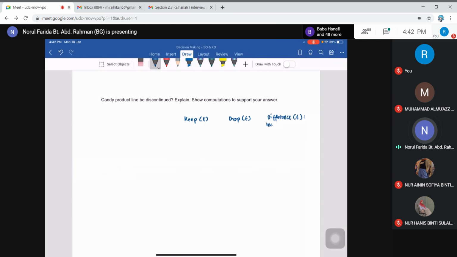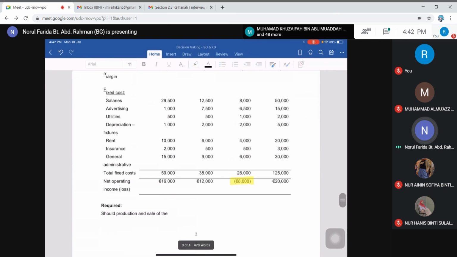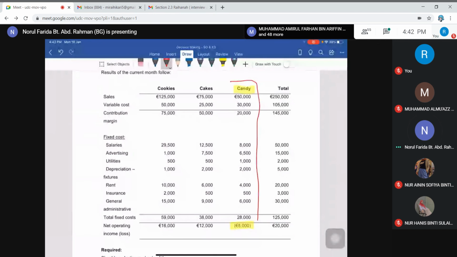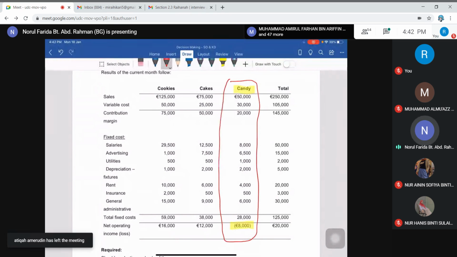Okay, so either it is increase or decrease. Okay, alright, so what do you want to do? Okay, so you nak buat income statement. So basically bila buat yang ini, bila you keep, you nak tengok, okay, you tengok candy, you tengok bahagian candy. Bila you nak keep, okay, when you keep, ini adalah you punya income statementnya.